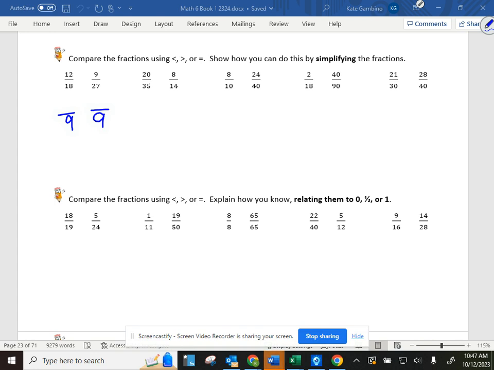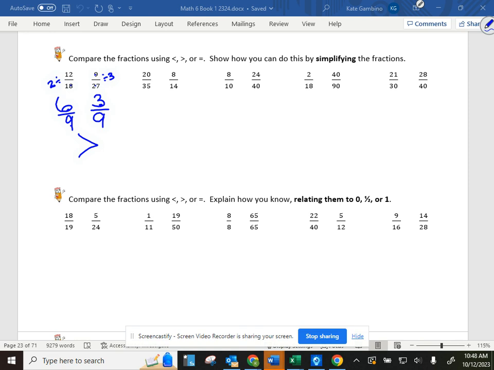So what am I gonna divide 18 by to get down to 9? Lauren? 2. So 18 divided by 2 gave me 9. 12 divided by 2 is what? 6. How am I gonna go from 27 down to 9? Layla? Divide by 3. 27 divided by 3 is 9. 9 divided by 3 is 3. Can I compare them now? Yeah. So we can see that 6 is bigger than the 3, so it's going to be greater than.